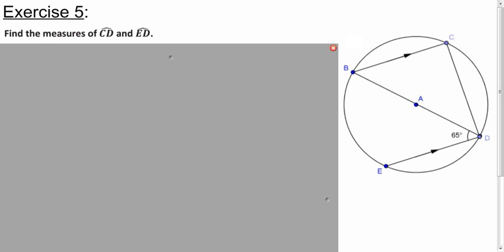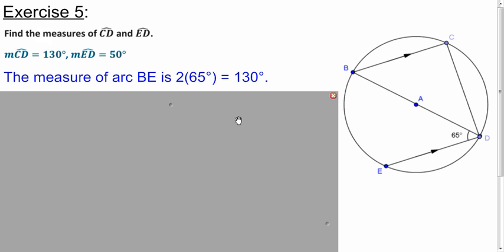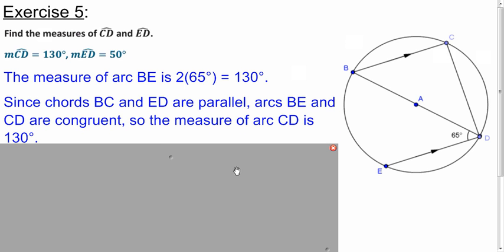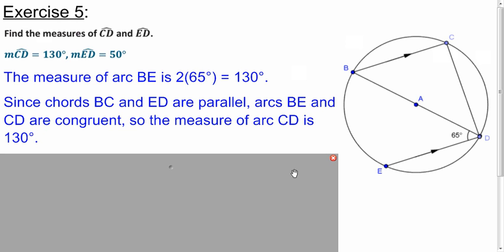And finally, exercise 5, try this on your own, and then I'll show you my solution. So for CD, we have parallel chords. So that means that the measure of CD is the same as the measure of BE. And to get BE, we can just double 65 degrees. There we go, that's 130 degrees.